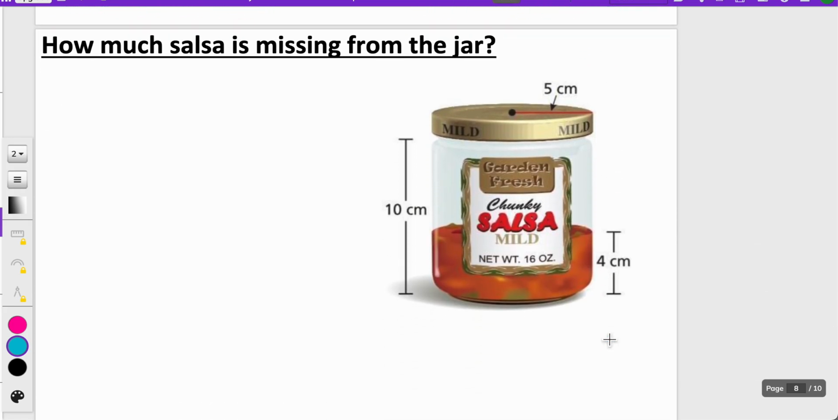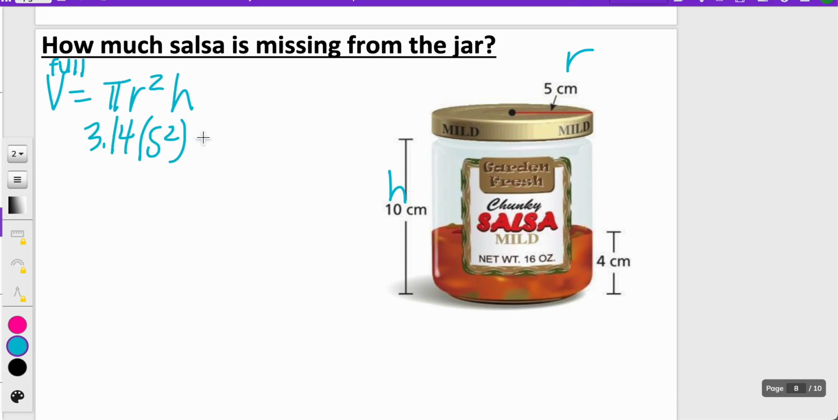The next piece we're going to do is use some formulas here, but we're going to have to find volume twice. How much salsa is missing from the jar, meaning how much is the difference from where it is at to where it was? Where it was, we have that full jar of 10 as the height and 5 as the radius. So let's find the full jar. That would be 3.14 times 5 squared times the height of 10, or 3.14 times 25 times 10. Typing that in our calculator, I'm getting 785 cubic centimeters.